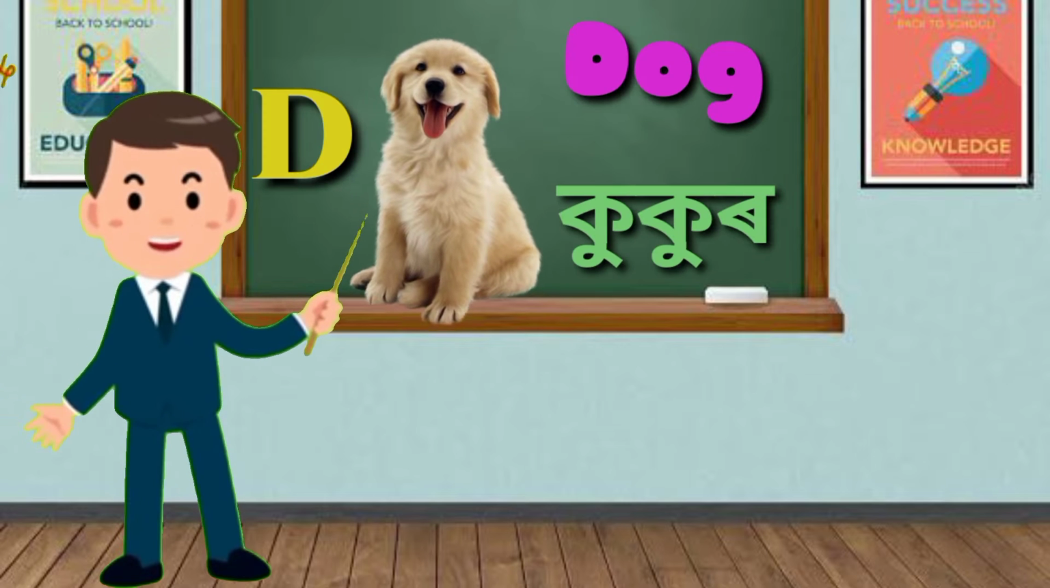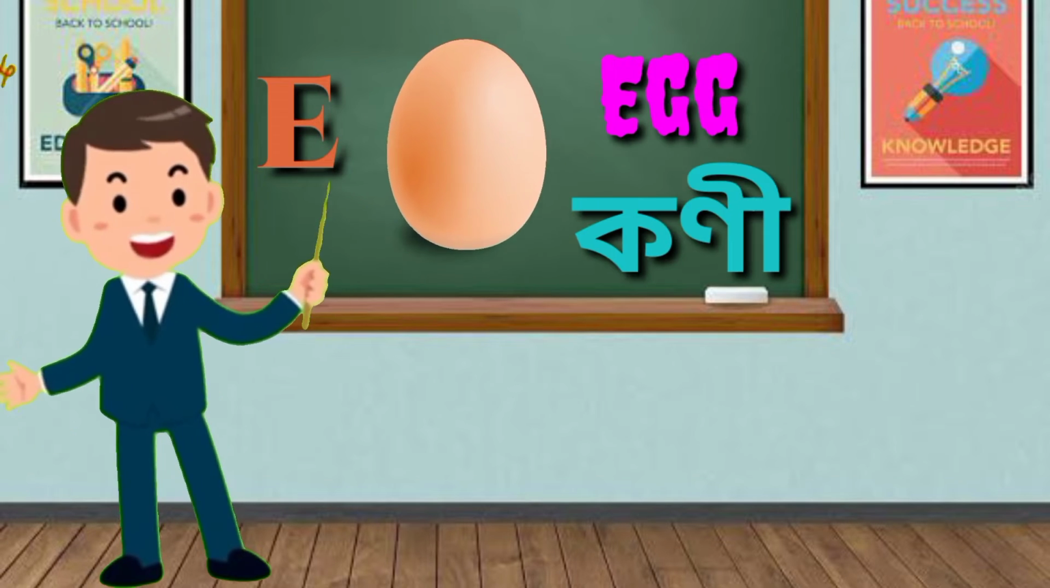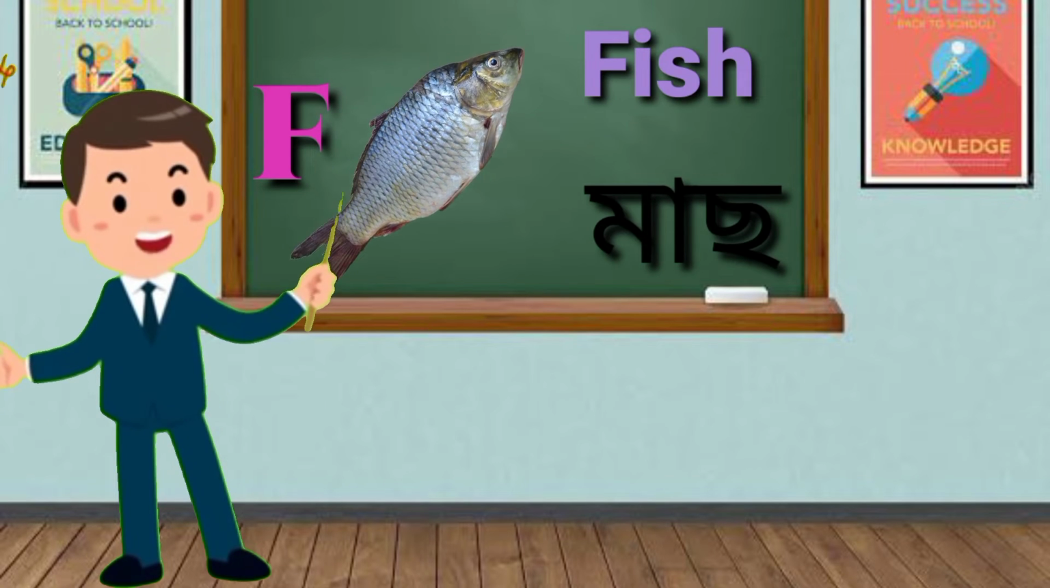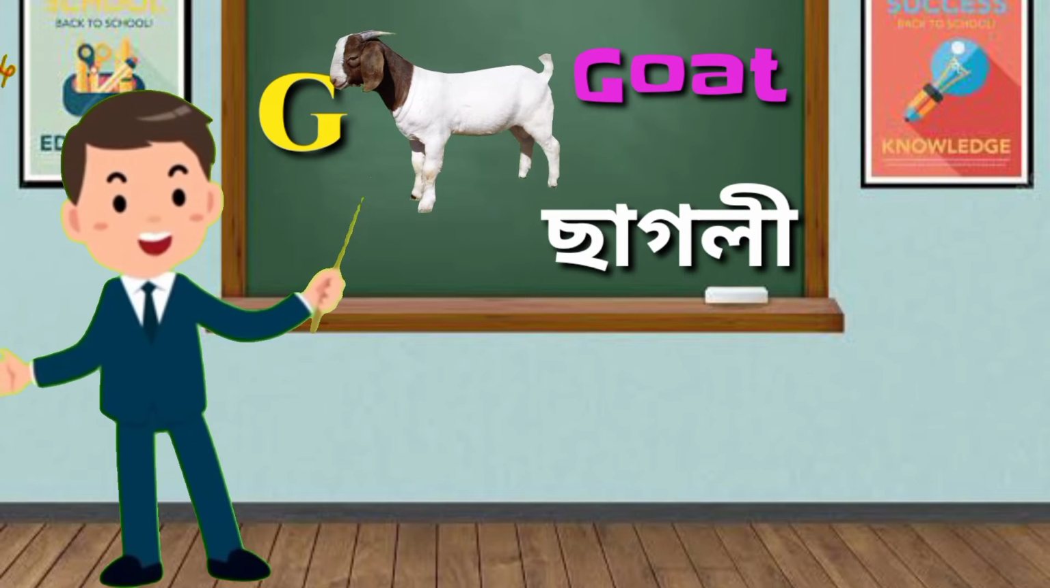D is for dog. Dog মানে কুকুর. E is for egg. Egg মানে কণী. F is for fish. Fish মানে মাছ. G is for goat. Goat মানে ছাগল.